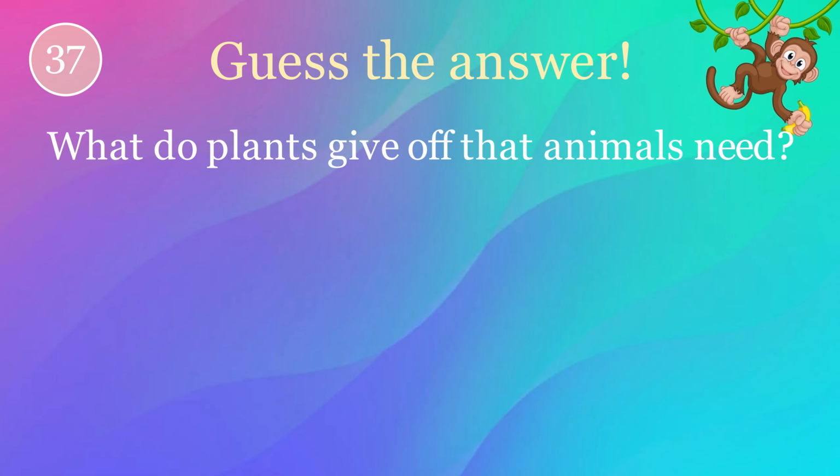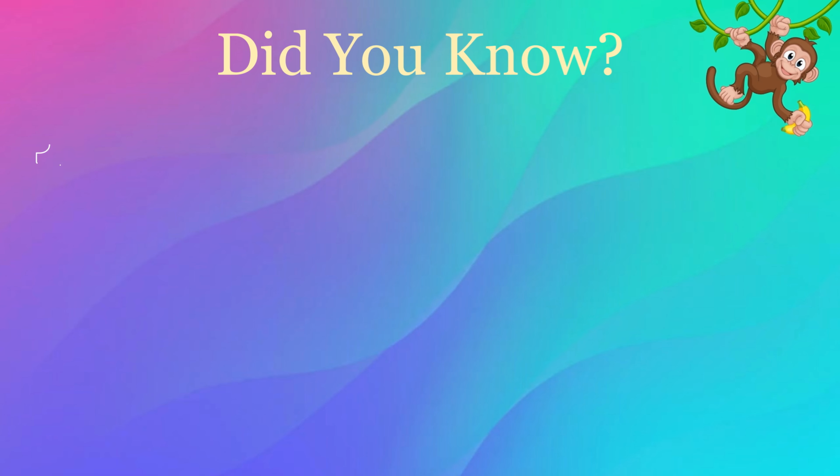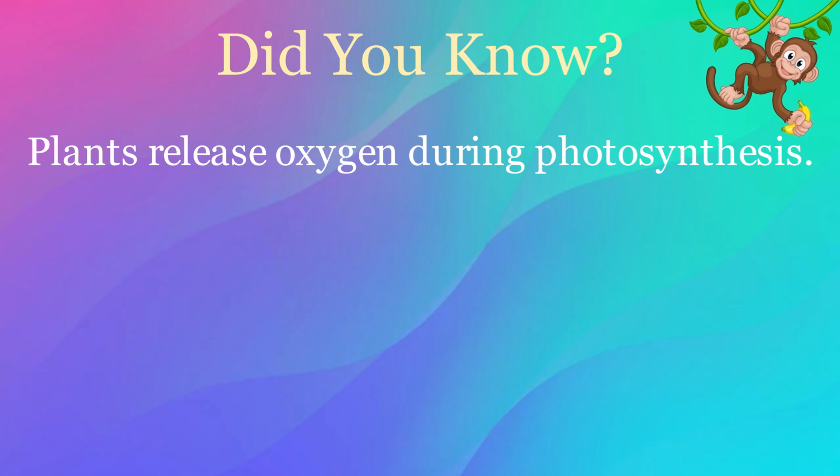What do plants give off that animals need? Oxygen. Smoke. Heat. The correct answer is oxygen. Here's an interesting fact. Plants release oxygen during photosynthesis.